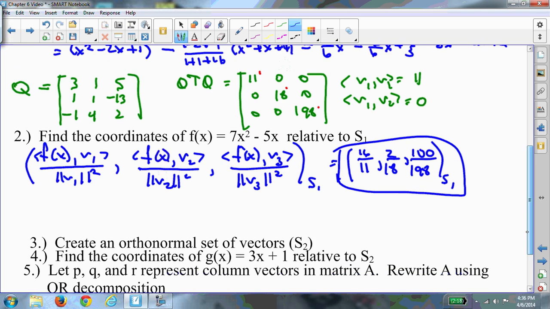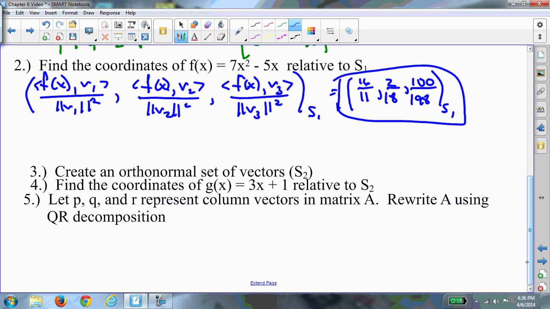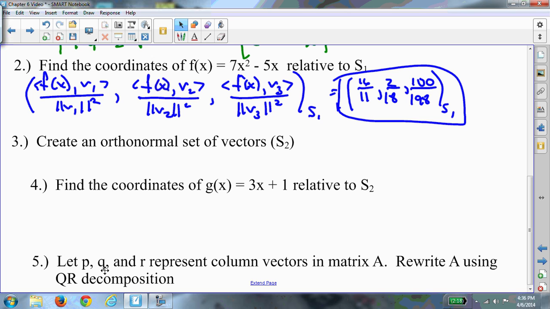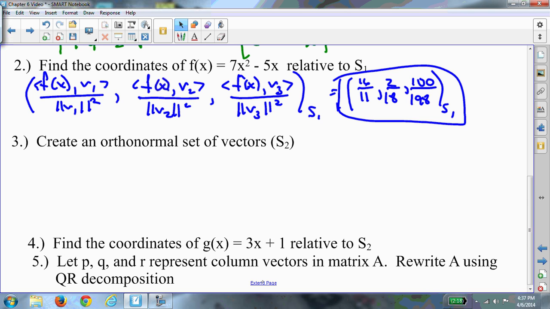So that's the first one. Now I want to take that same set of vectors and make them orthonormal and show you how that changes the projection when I'm trying to find the coordinates.